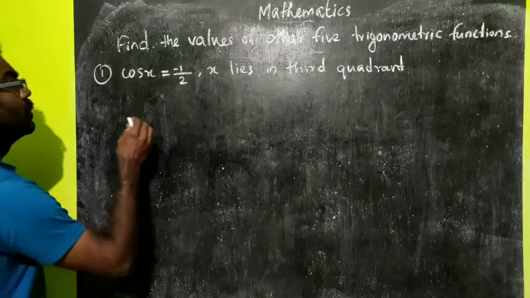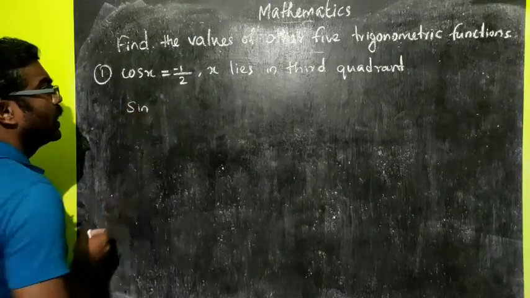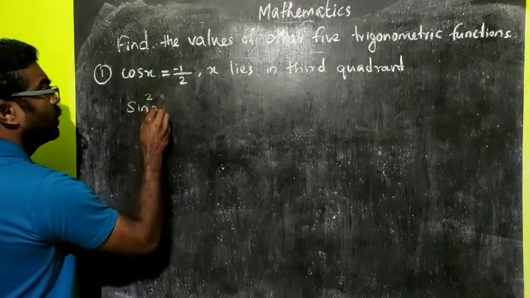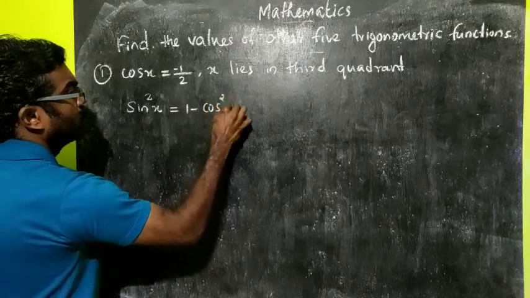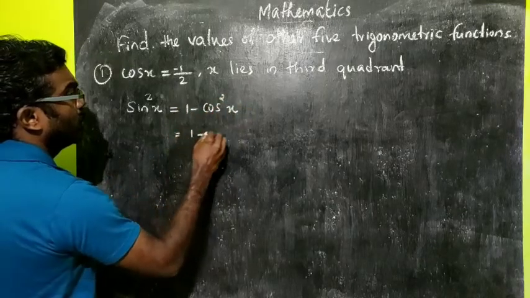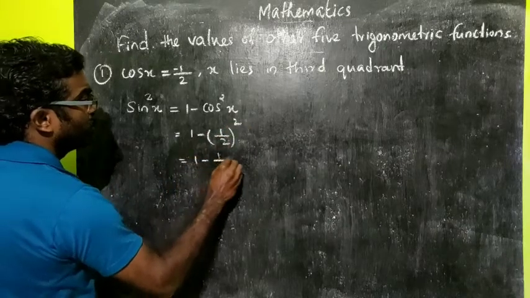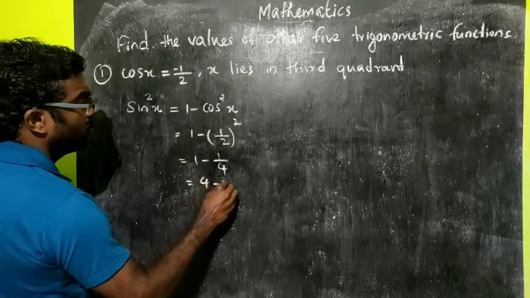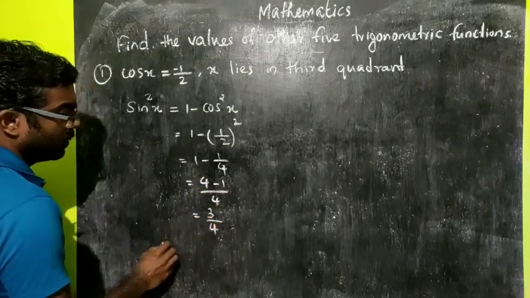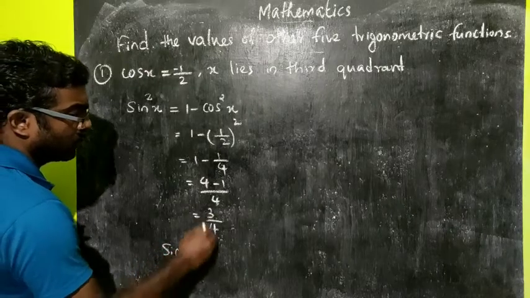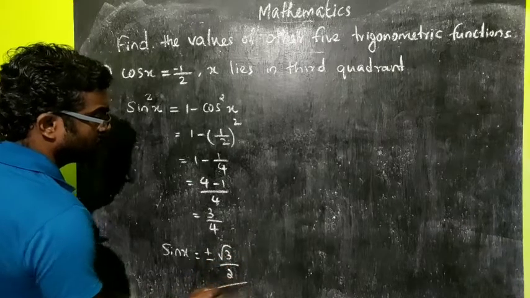Okay, so first of all we can find sin x. So we know the identity sin square x plus cos square x equal to 1. Therefore sin square x equal to 1 minus cos square x. Okay, that is 1 minus 1 by 2 the whole square. 1 minus 1 by 4, which is equal to 4 minus 1 by 4, 3 by 4. So sin x is equal to root of 3 by 4, that will be equal to plus or minus root 3 by 2.